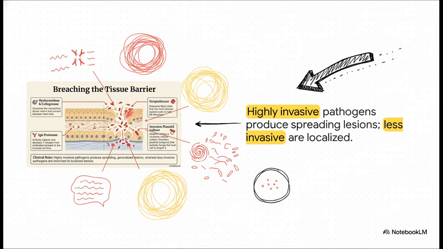Now, invasion is not a passive process. It's an active biochemical assault. Pathogens secrete a range of enzymes that act as virulence factors. For example, hyaluronidase degrades the hyaluronic acid that cements our cells together. Streptokinase dissolves fibrin clots that the body forms to wall off an infection. And some produce IgA proteases, which specifically cleave the antibodies that protect our mucosal surfaces.